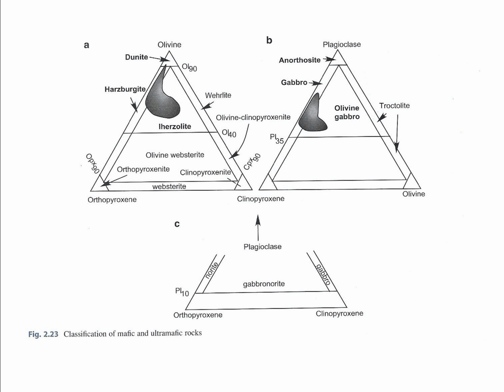In the field between all of them in the upper part, we have the olivine gabbro, and the black field here shows the composition of the most sampled gabbros from the oceanic crust. And the gabbro is chemically the same as a basalt.